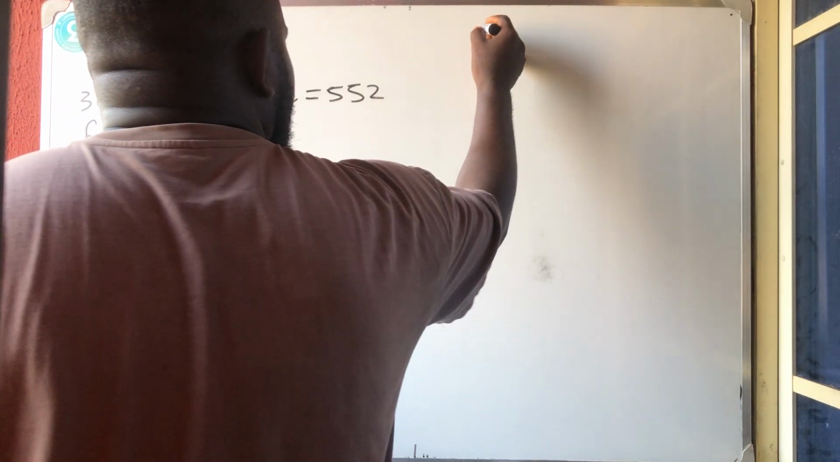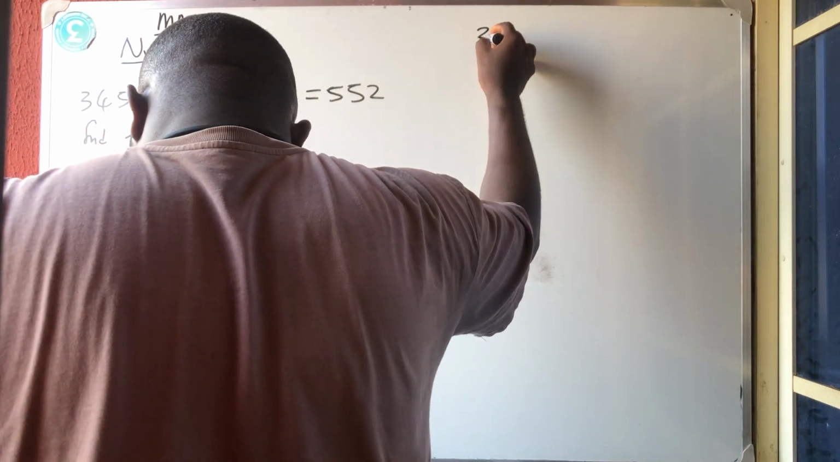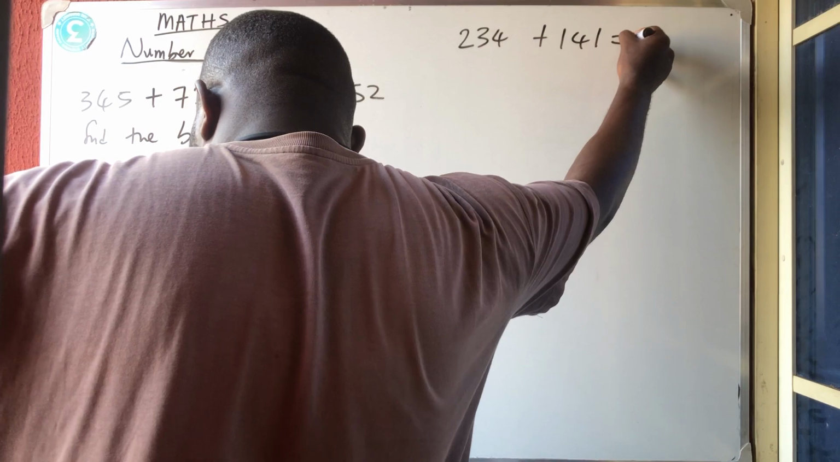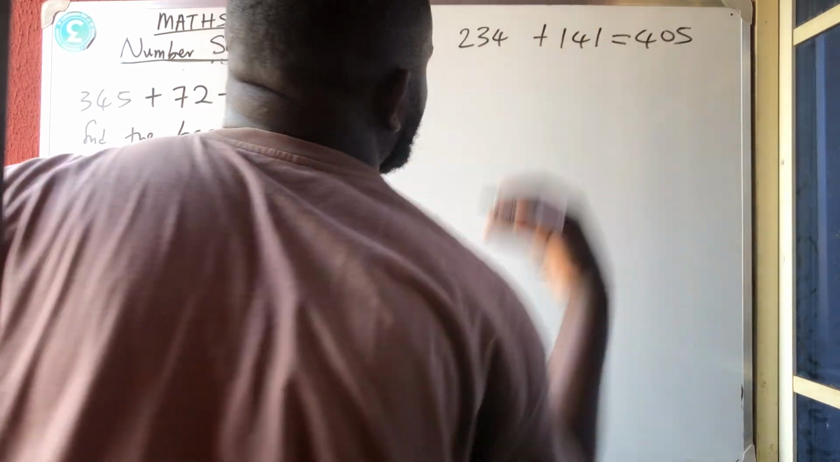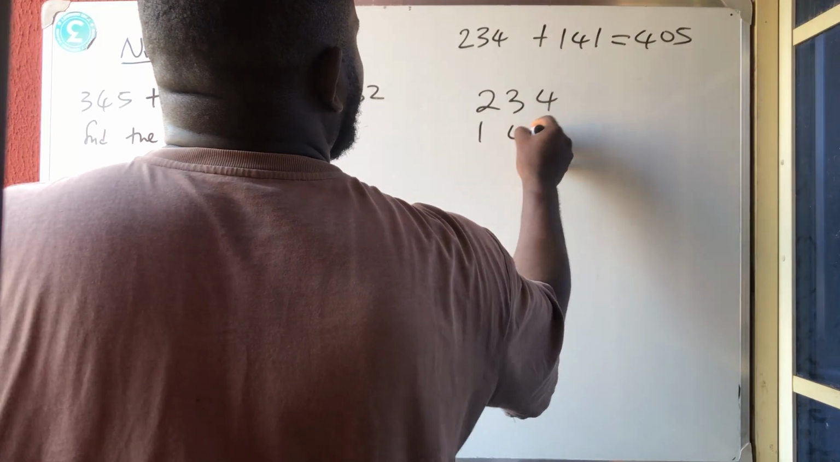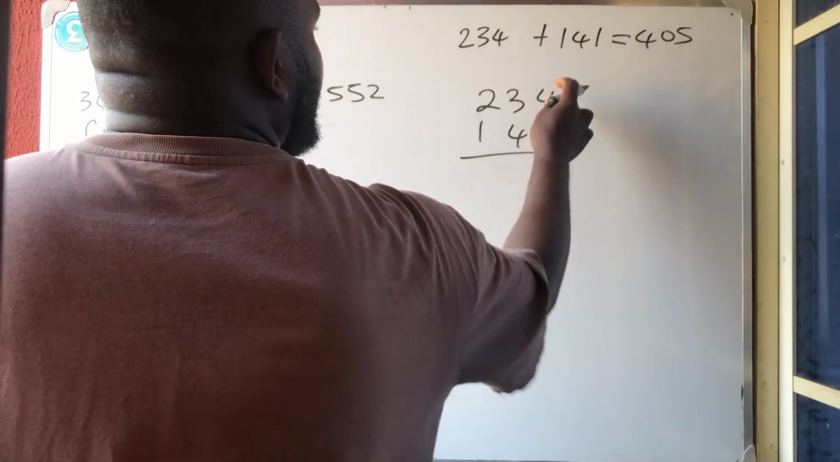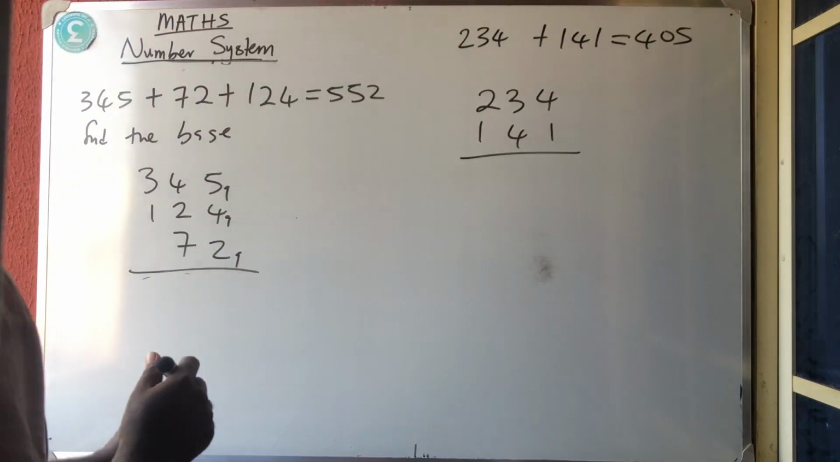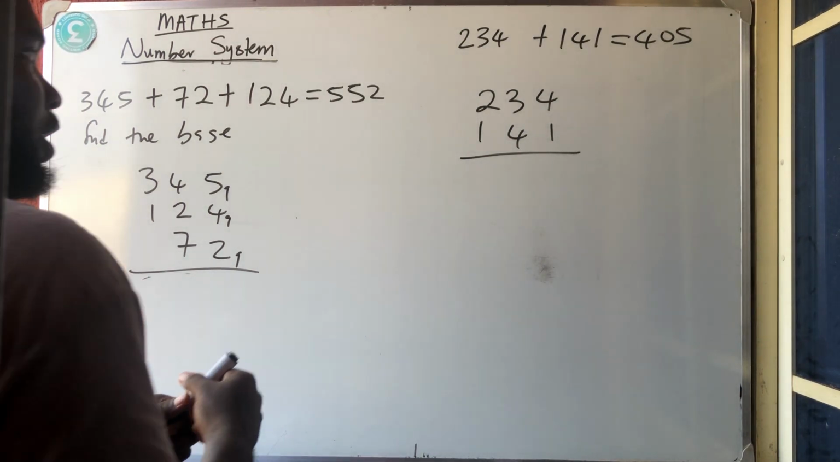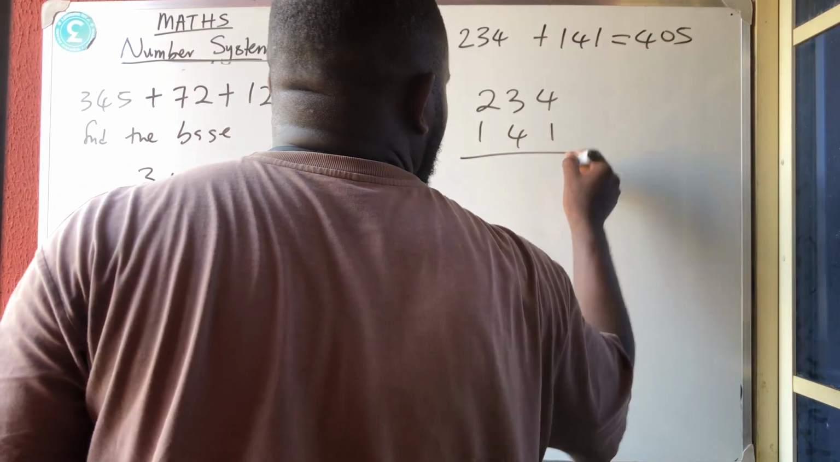Okay, they said 234 plus 141 gives 405. They are asking us what is the number base. I have 234 and 141. Let's go. This plus this is giving me 5. Problem. Okay, it's giving me 5. We wrote down the 5.